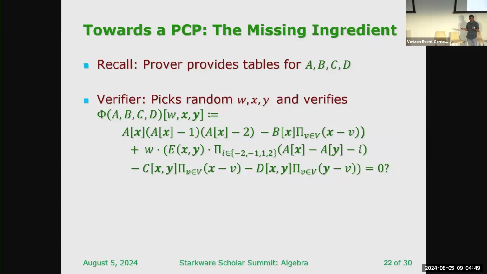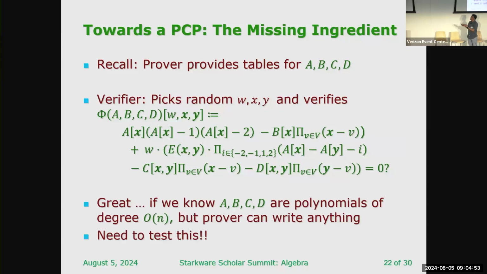Well, this is almost it, but not quite. What I've hidden here is, of course, this is great if we know that A and B and C and D are low degree polynomials. But the prover is free to write whatever table of values they want to write. And this is what motivates the low degree testing problem. If you had a solution to the low degree testing problem, you have a PCP in front of you, a probabilistically checkable proof, but you need to be able to test this. And a lot of work goes into this.